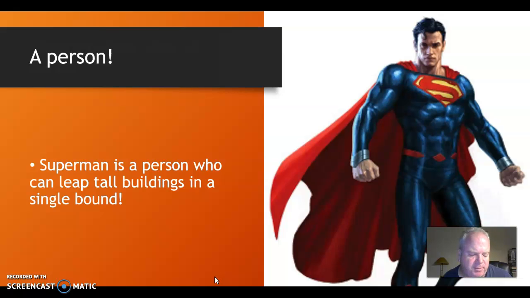Superman is a person who can leap tall buildings in a single bound, so our first picture of a noun shows a person.